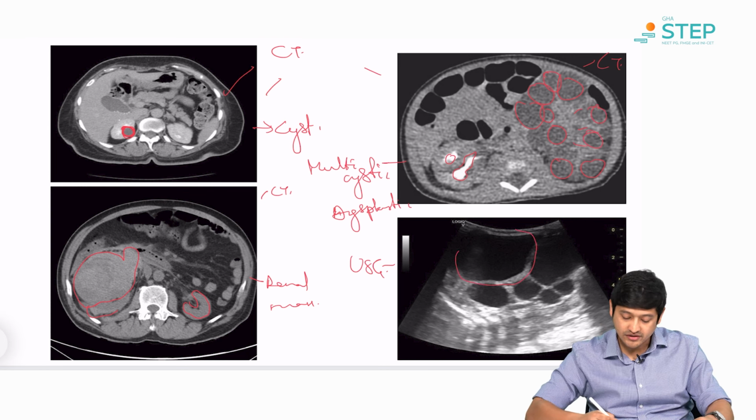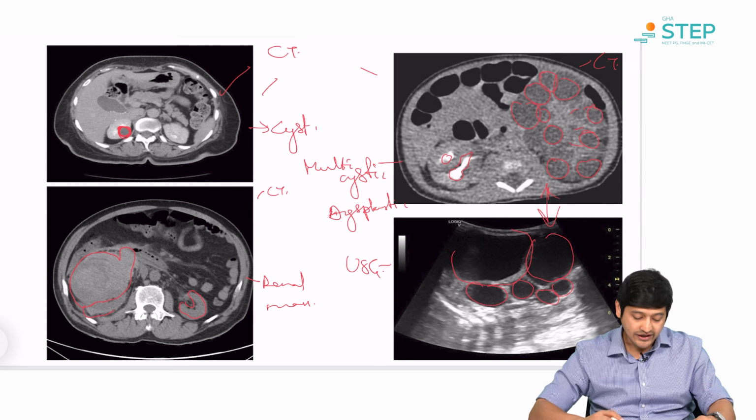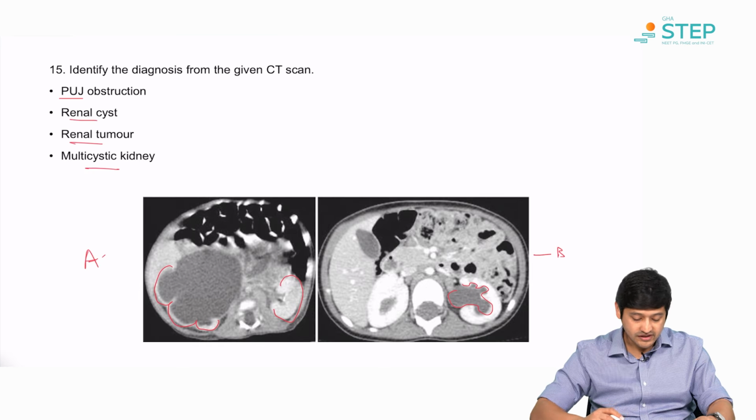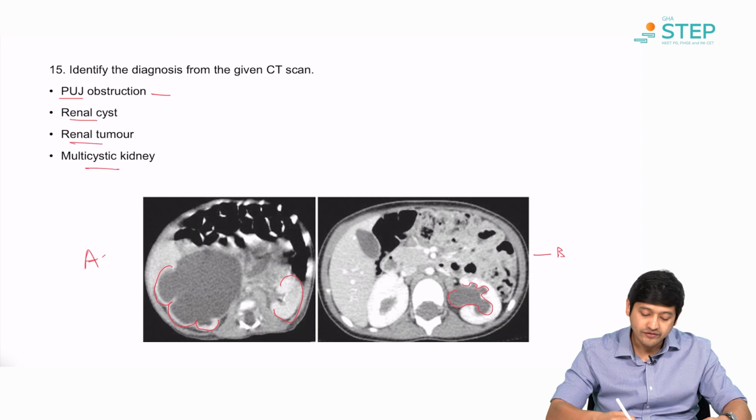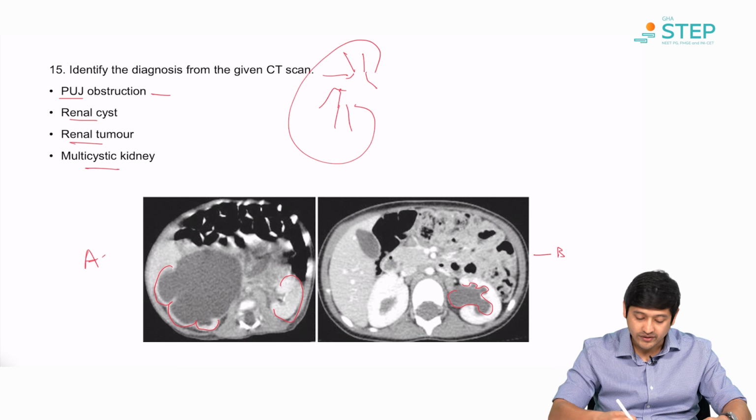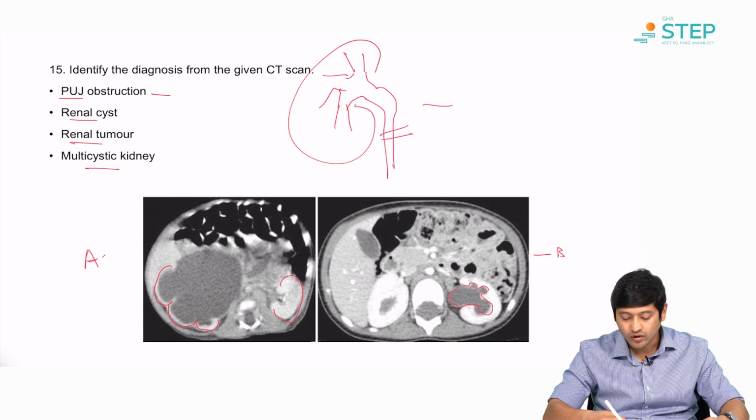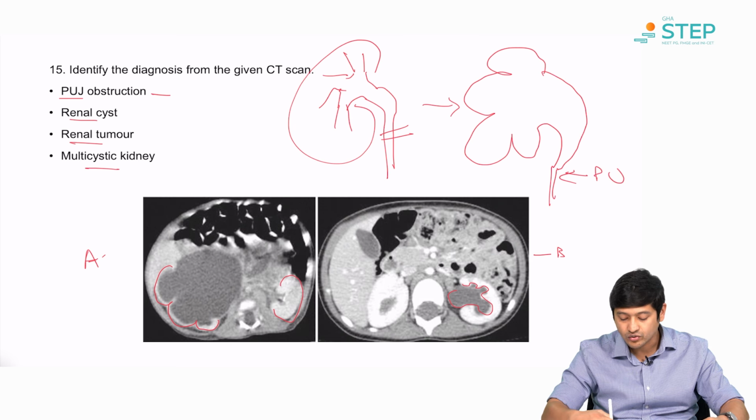The last image is an ultrasound image, again showing multiple anechoic spaces. So these are multiple cysts and seen in multicystic kidneys. So your answer then becomes a PUJ obstruction. If you have a kidney like this, you have the collecting systems coming out here and forming the renal pelvis, getting down into the ureter. When this gets occluded, what happens is you have a grossly dilated collecting system. The entire collecting system dilates, tapers up to a point, which is the pelviureteric junction.